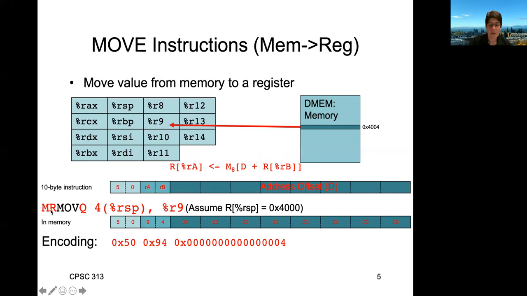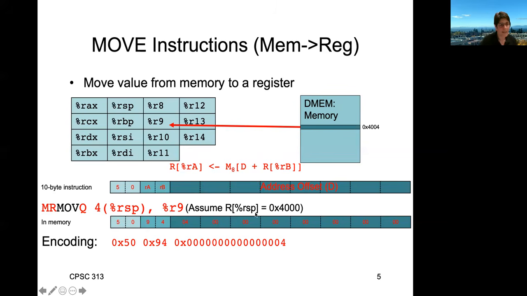So if we want to move from memory into a register, we use the MR, memory to register move queue instruction. And now we specify the memory address by some constant added to the contents of a register. So in this case, I've said, take the register RSP, whatever its value is, add 4 to it, and then use that as an address and move the value that's at that address into R9.